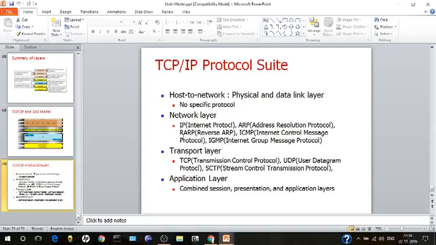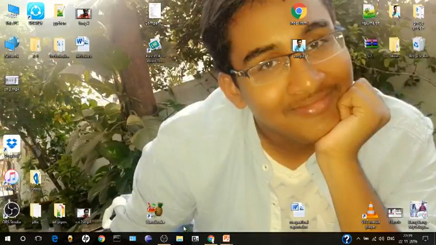Coming to the TCP/IP model, as I have explained, host to network covers the physical and data link layers, and it consists of no specific protocol. The network layer has these entities. The transport layer consists of TCP, UDP and SCTP. The application layer, as you know, is a combined session, presentation and application layer. This is the first part of unit 1.